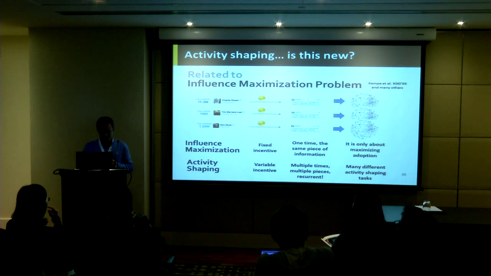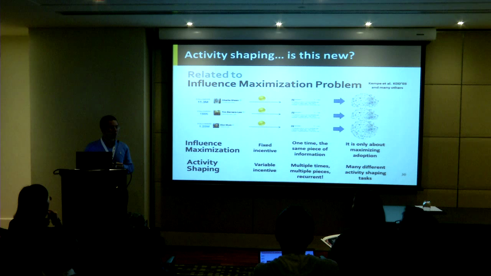And then sometimes you can give different incentives to different people. You can ask one person to tweet twice a day, another to tweet three times a day. How do you actually distribute this type of incentive to different nodes? So you can actually formulate this type of problem using activity shaping.